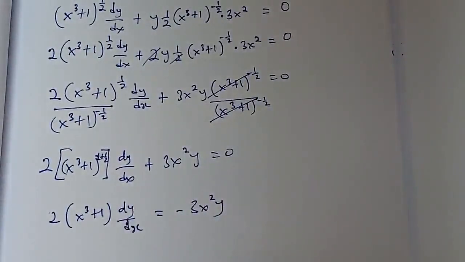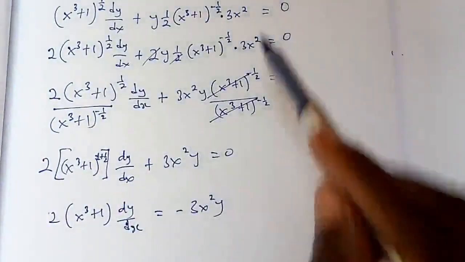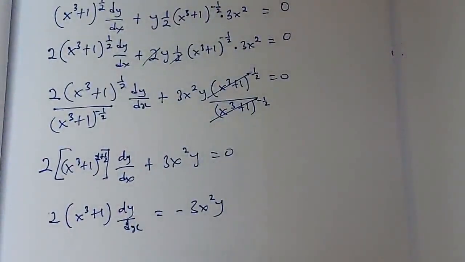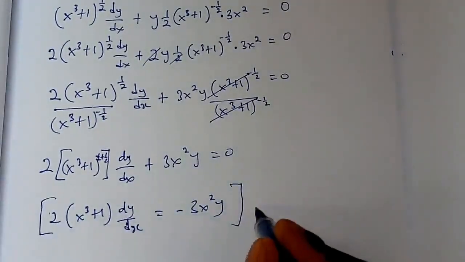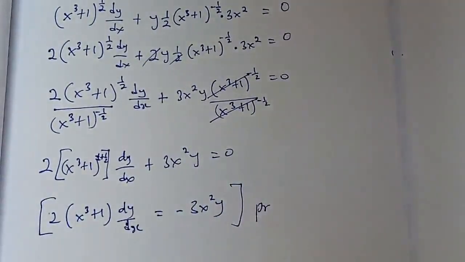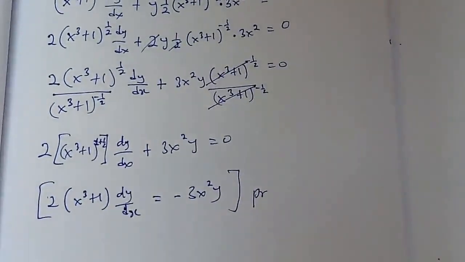And then the question is that we should show that this is equal to this, and then it's there. So I have my 2 here, my 2 on the top there, and then I have x raised to power 3 plus 1 divided by x is equal to negative 3x squared y. So now it is proved or shown. So this is how we prove this particular question, and this is how we solve it.